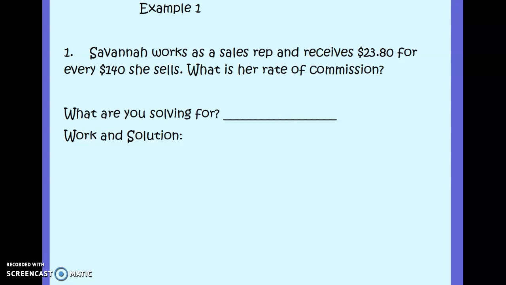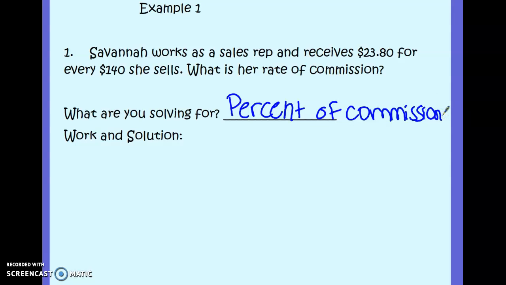Savannah works as a sales rep and receives $23.80 for every $140 she sells. What is her rate of commission? So it's asking, what am I solving for? I am trying to find out how much her commission is. Actually, I am looking to find out her percent of commission. We know that because we're not given the percent in the problem. We're looking for the rate of commission, and that's just another word for percent.